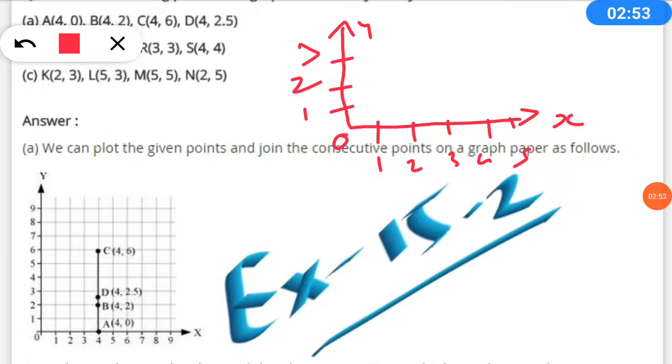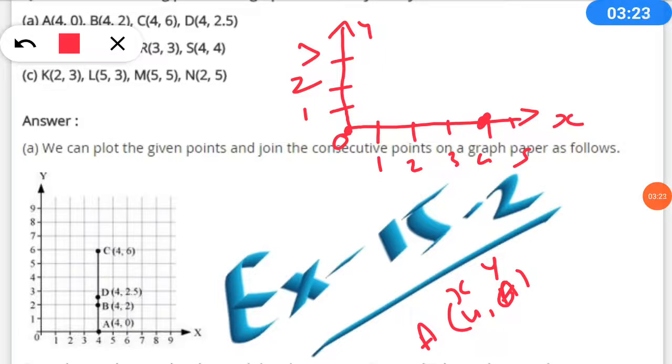Clear? After marking, first we are going to see (4, 0). (4, 0) is the point for A, isn't it? As we know, the x value is 4 and the y value is 0. So where x is 4 is this point, and where y is 0 will be this point. So this point will be A (4, 0), where x is 4 and y is 0.